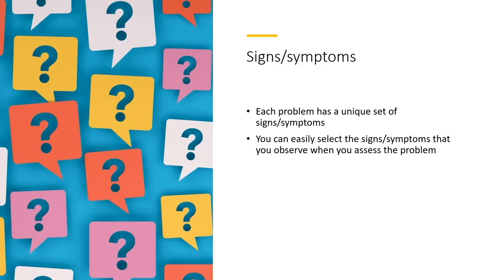Next, signs and symptoms allow you to document details about each problem. Each problem has a unique set of signs and symptoms. You can easily select the signs and symptoms that you observe when you assess the problem. Signs and symptoms are very useful. In addition to providing specific details about the challenges clients are facing, we see that more signs and symptoms tend to indicate more client needs, which is a red flag clinically to help in care planning.